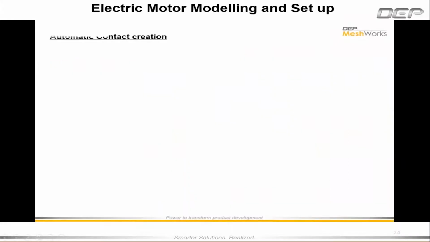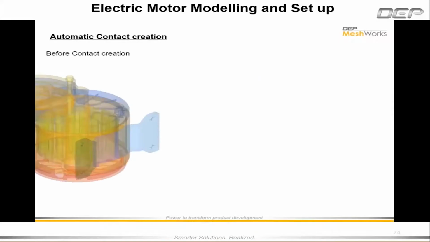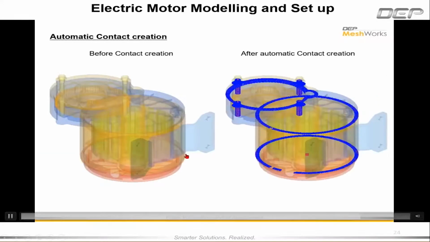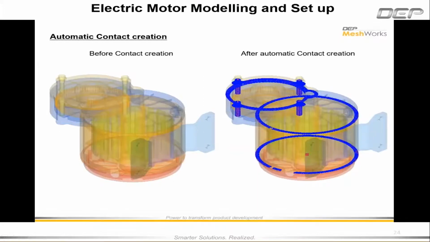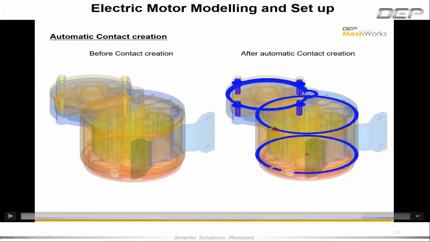So the next step will be to create connections through contacts, rigids, and bolts. In this case, we can automatically create contacts using the auto contact creation function in MeshWorks. We simply select the components where we want to create the contacts, and the function will automatically create the contacts with respect to the tolerance between the two components that the user has selected.